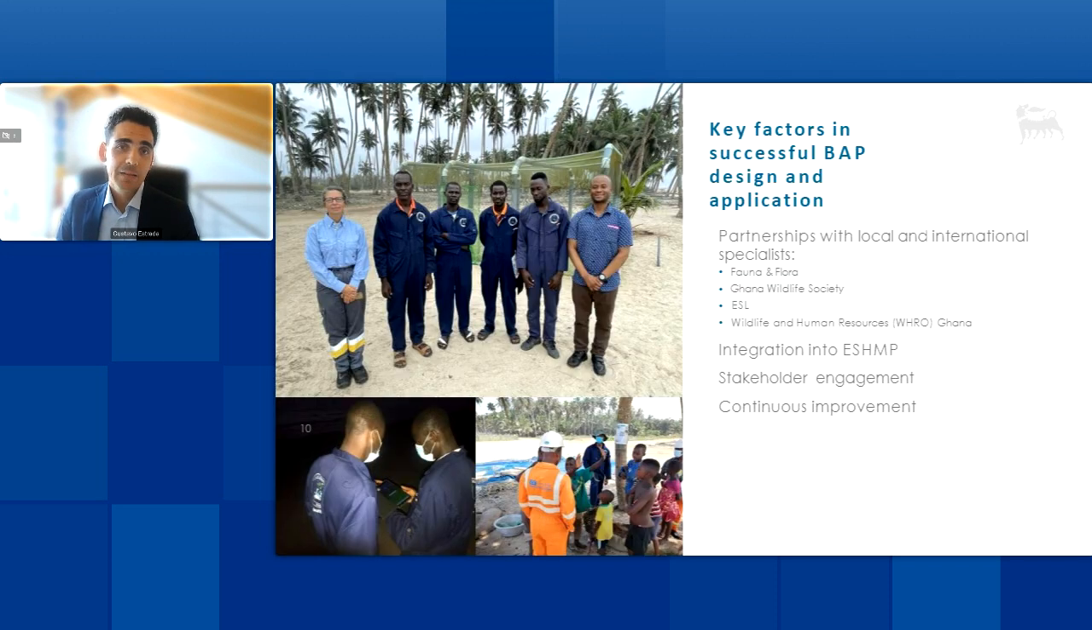In this slide, we summarize the key factors for the design and application of this BAP. So first of all, partnerships with both local and international specialists. Secondly, the integration of the BAP into the environmental, social, and health management plan, which ensures the management and control of activities within the BAP are subject to the same internal management and compliance assurance processes as any other health, safety, and environmental aspects of the project.